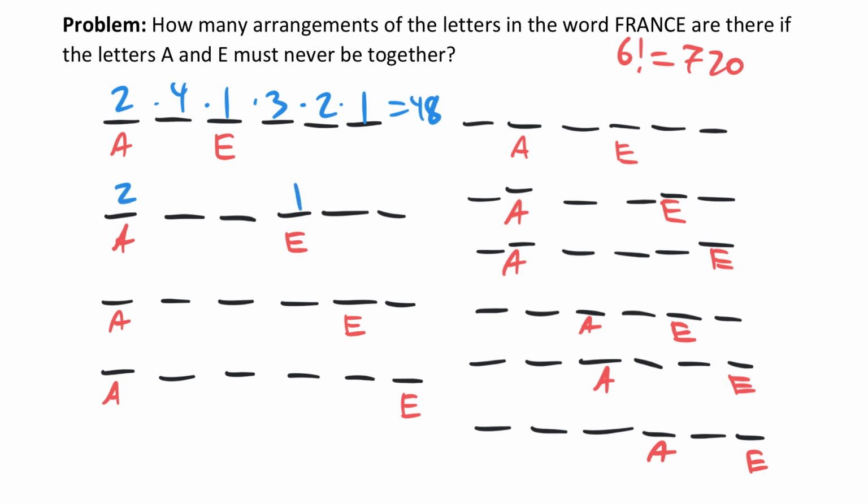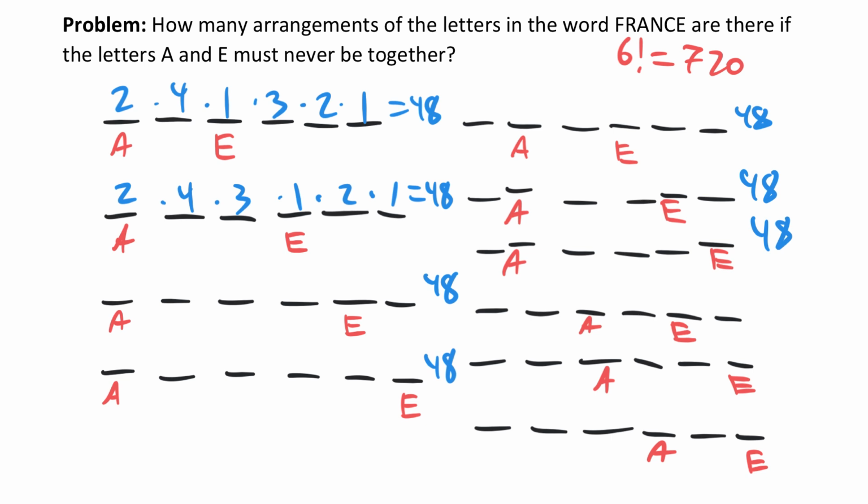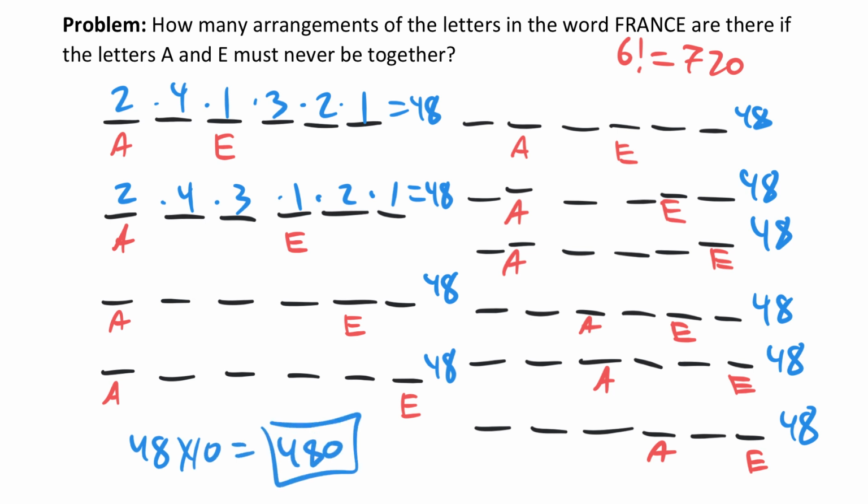Again, 2 options here, 1 option here, 4, 3, 2, 1. It's going to give us another 48. All of these are going to be 48. So if we add them up, there's going to be 10 48s. In other words, 48 times 10. So 48 times 10 is going to be 480.